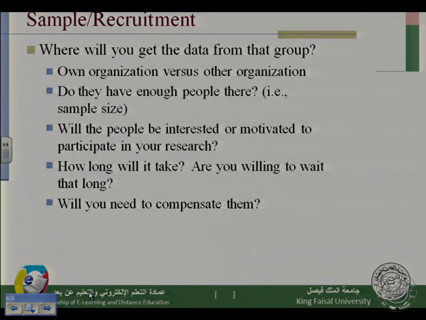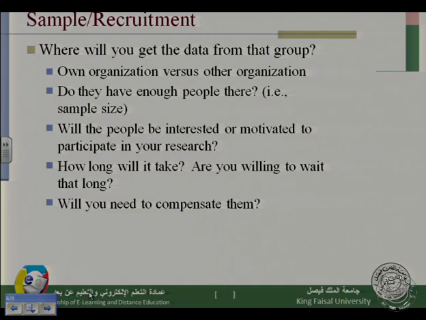Do they have enough people there? Yes, this is very, very important. Let's go back to the example of the acquisition of grammar by children. Let's say that you decided on going to a certain kindergarten, but they only have 5 children. Do you think 5 is an enough sample size? No. You need to determine a size that can be a representative sample of your population.